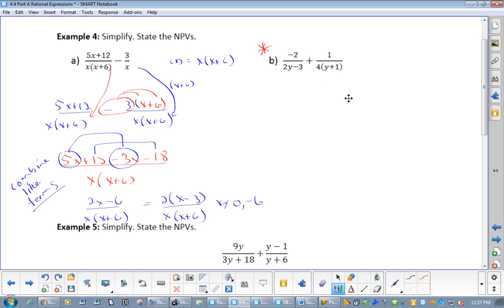So our common denominator is just going to be 2y minus 3 times 4 times y plus 1. What did I do? I just multiplied all the denominators together. That's going to be my common denominator. Will that work every single time? Yes. It will always work.